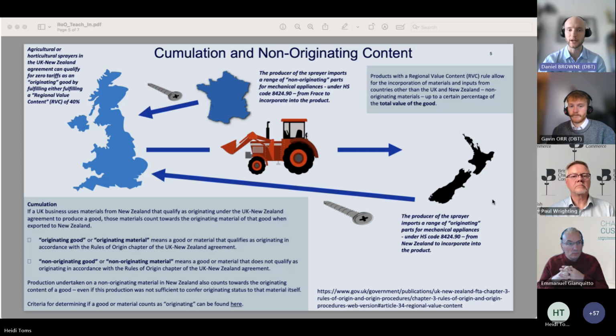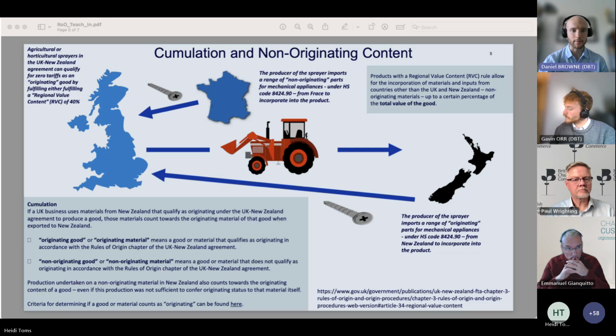So we're going to look at how accumulation can help you to meet this RVC rule. So I'll direct your attention to the bottom left corner of the slide there on accumulation. What does accumulation mean? Basically, it means that the trading partner of the trade agreement, you can take materials in those countries and count them as originating materials in your exports to that country. I hope that's clear, so I'll just simplify it once more. Basically, anything that counts as originating in New Zealand also counts as originating in the UK when you are exporting from the UK to New Zealand using the trade agreement.